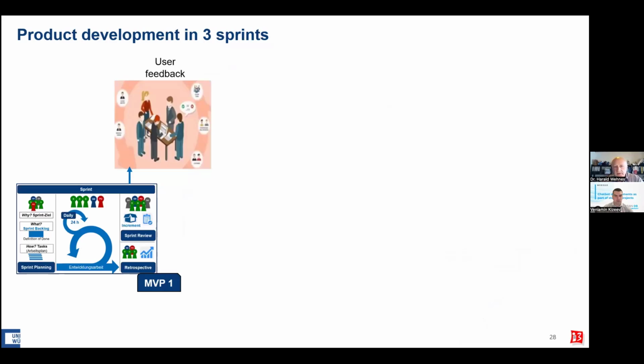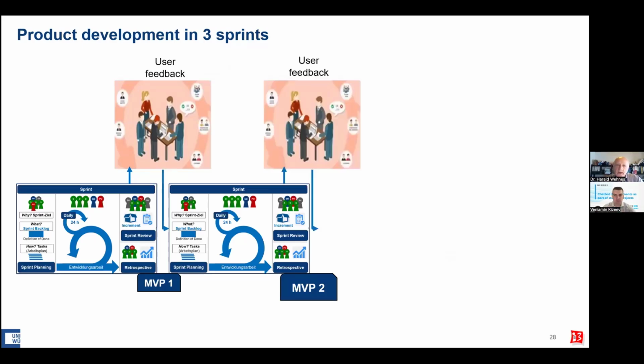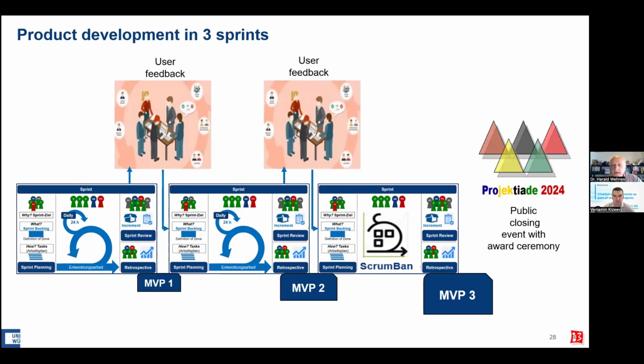So they developed the MVP1. They get user feedback, very important to improve the product, MVP2, and then also getting user feedback and creating MVP3, and then at the end, they show the results at the Projektjahre, the closing event.